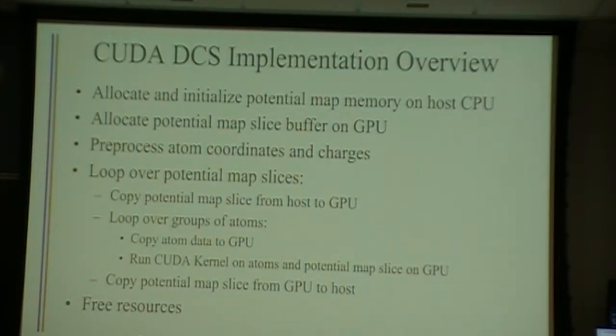looking at a chunk, or a set of atoms, and how it affects all the different potentials of the potential map. And once we've done that for all of the atoms, we'll have the result for the entire potential map. Copy the map back to the host, and then we're done. Right. So this is pretty familiar to people who have written CUDA code before.